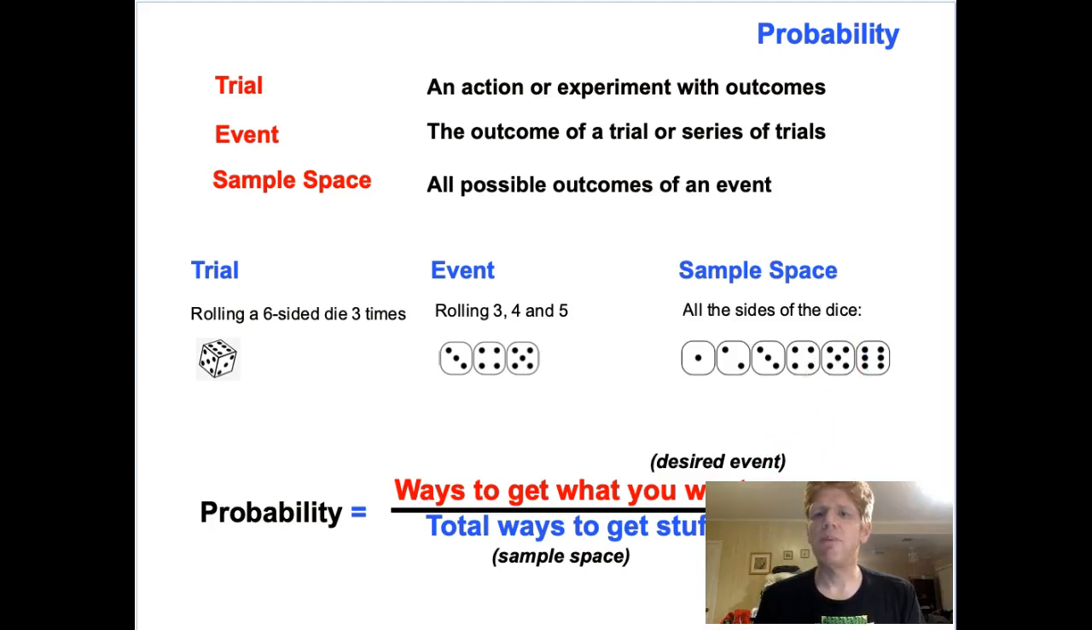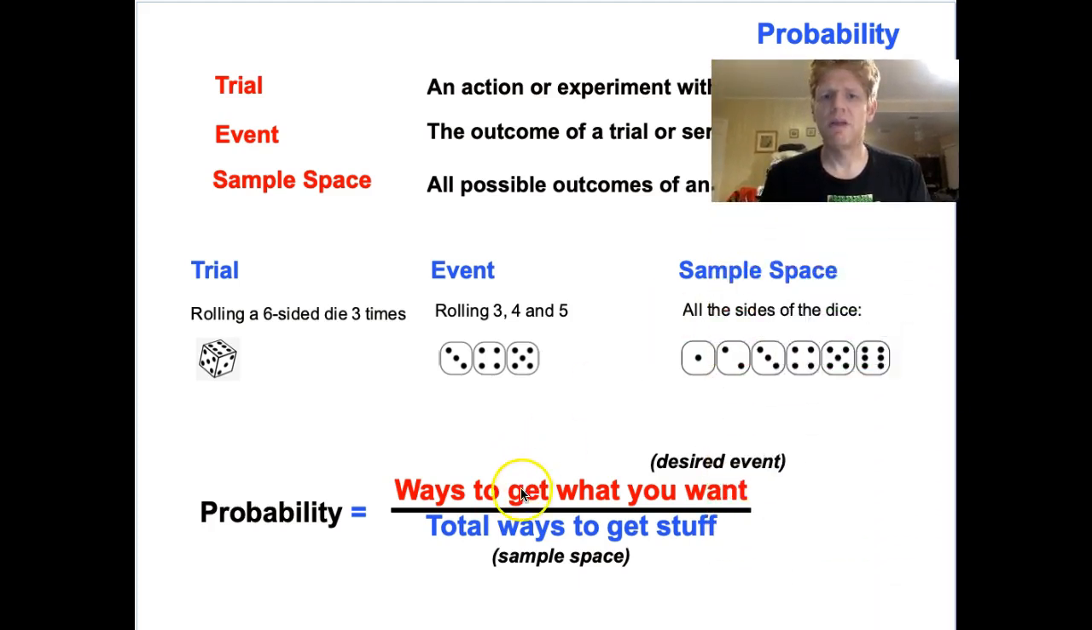Now, probability boils down to this right here. Looking at the ways to get what you want, or your desired outcome, over the total ways to get stuff. Let's say we wanted to roll a 6 on a 6-sided die. We wanted to get the most numbers we could to roll in Monopoly or something. So we would want to roll 6.